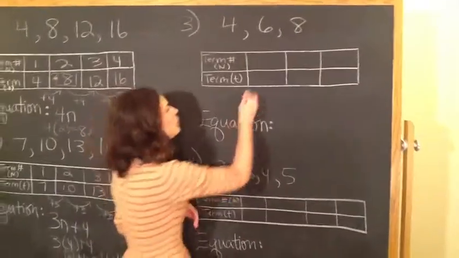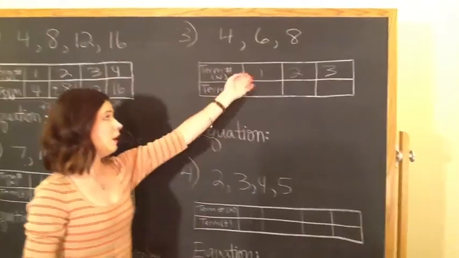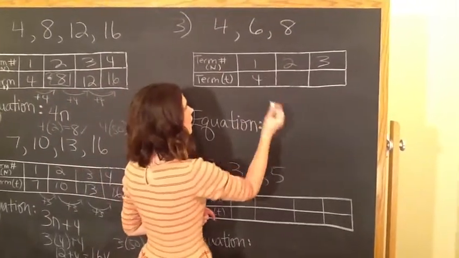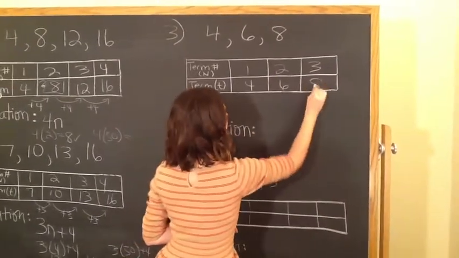Now, in this example, we have 3 terms. 1, 2, 3. Our first term is 4. Our second term is 6. And our third term is 8.